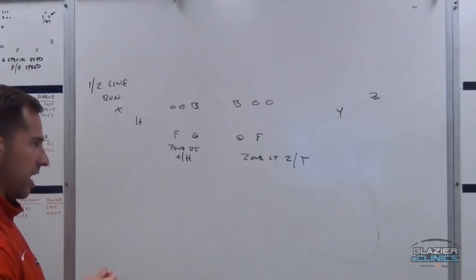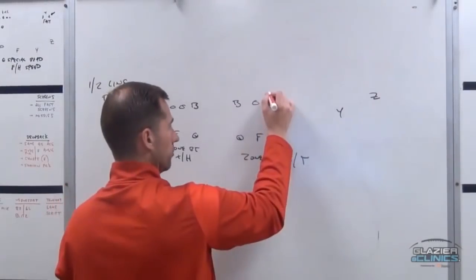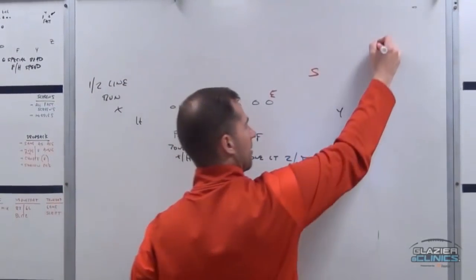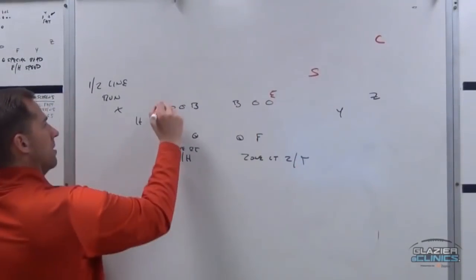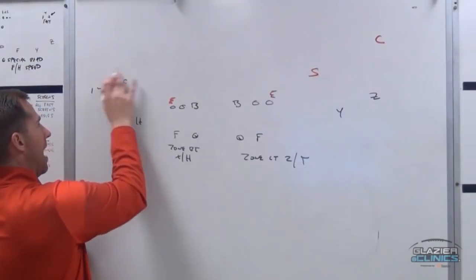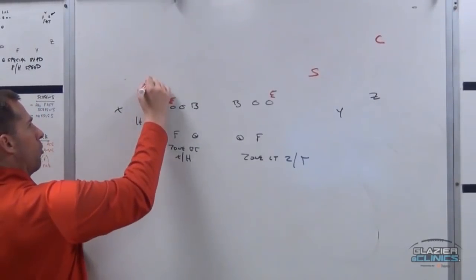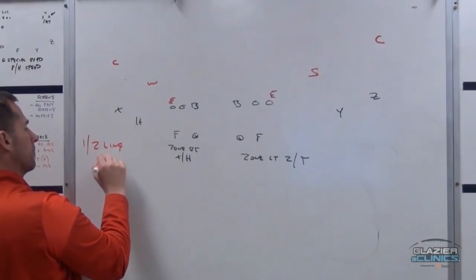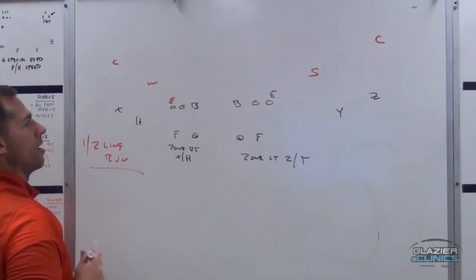So all you need is a coach as a DN, a coach as a Sam linebacker, a coach as a corner. Coach is a DN or a scout team guy or a backup lineman, okay? Wheel linebacker and a corner. Again, half line run, okay?